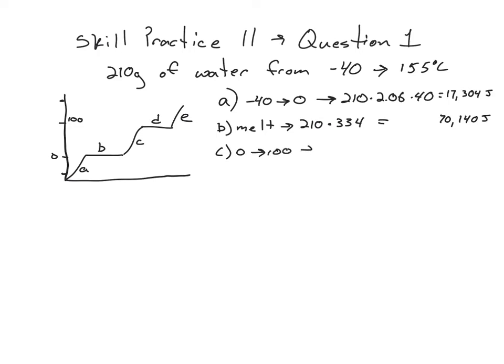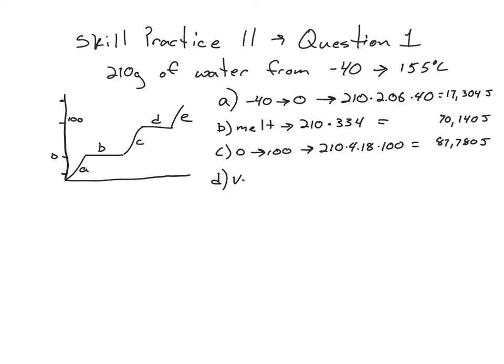Part C, you're going to heat it from 0 up to 100 degrees. Again, that's MC delta T. So 210 times 4.18 times 100. Right, that comes out to be 87,780 joules.